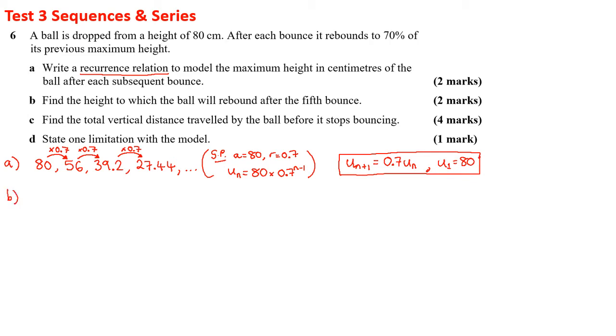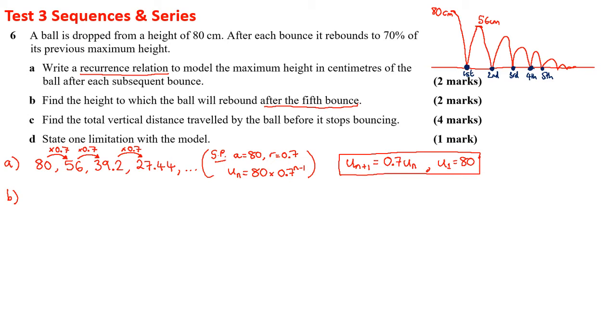Now be careful in part B. We're looking for the height it will rebound to after the 5th bounce. It's really useful to draw a picture here to get in your head what's happening. So we see on my picture here, I'm dropping it from a height of 80 centimetres. It bounces, and after my first bounce, it reaches 56 centimetres. These blue dots represent my bounces, my first, second, third, fourth and 5th bounce.